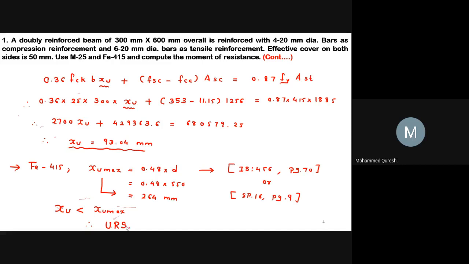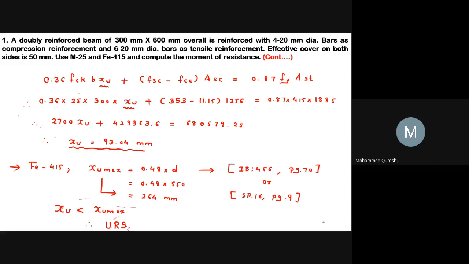Hence, we may say that 93.04 is less than 264. Hence, the section is under reinforced section. And we had calculated the value of XU. So now we have to calculate the moment of resistance.